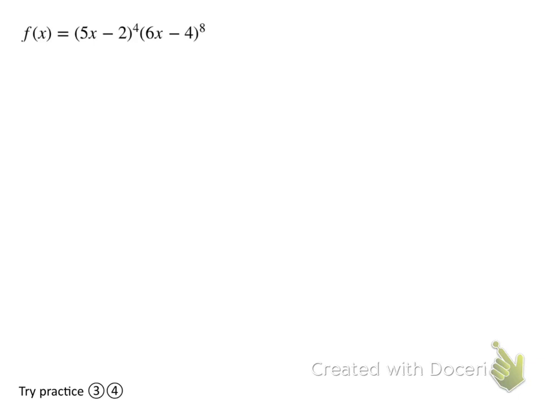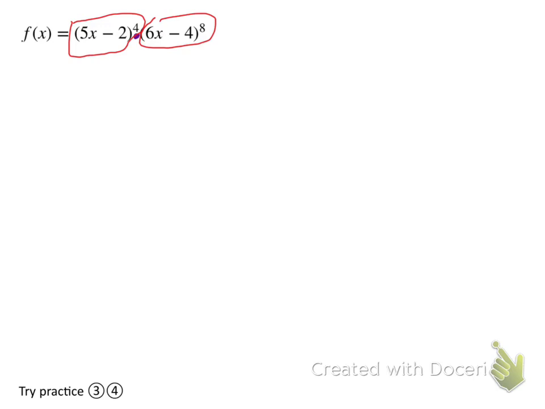Next example, my f of x equals (5x minus 2) to the 4th power times (6x minus 4) to the 8th power. What is the last operation here? It's a power and another power, and between them, nothing, which is a multiplication. So my function is a product. My f is a product of the 4th power of 5x minus 2 and the 8th power of 6x minus 4. But the thing is, the last operation is multiplication. So my f of x is a product.